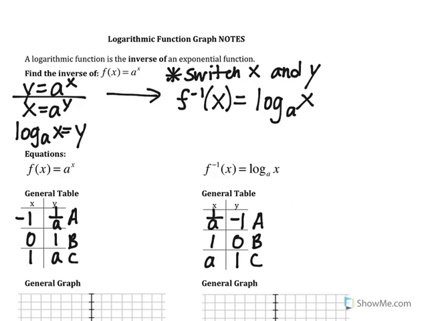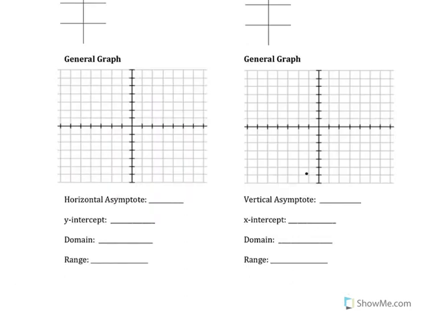A couple other things switch with the graphs that we want to look at as well. So we'll look at the visual of this next. Okay, so our general graph, we had a horizontal asymptote for the exponential. That also helped us with determining the range. Our domain was negative infinity to infinity. And then the y-intercept here was 0, 1.